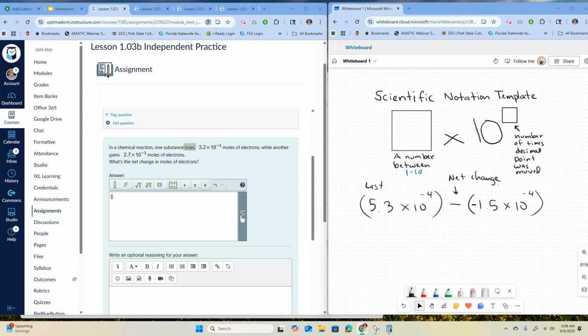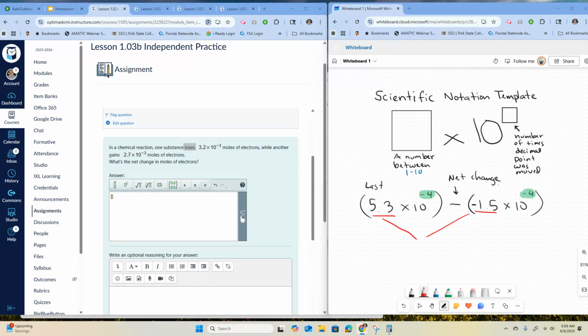And how do we add or subtract numbers in scientific notation? You need to make sure that your exponents are the same. And you can see the exponents here are the same. When the exponents are the same, you're going to take the coefficients, the two that I underline, and I'm going to subtract them in my calculator. And that's what I'm going to show you next.